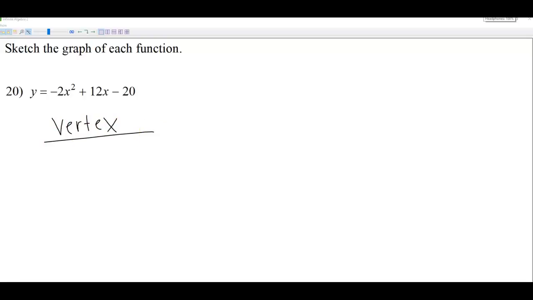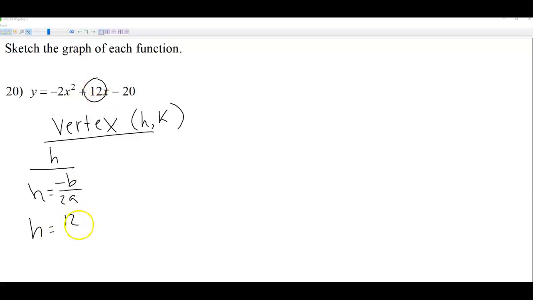Okay, to do that, you have to find two parts of the vertex. Your vertex is a point that has two values to it. We'll call them h and k. To find the h value, you're going to use this formula here. H is equal to negative b over 2a. So the b, once again, is the middle number, and the a is the first number. So negative 12 divided by negative 4 is 3. So that's the first part.